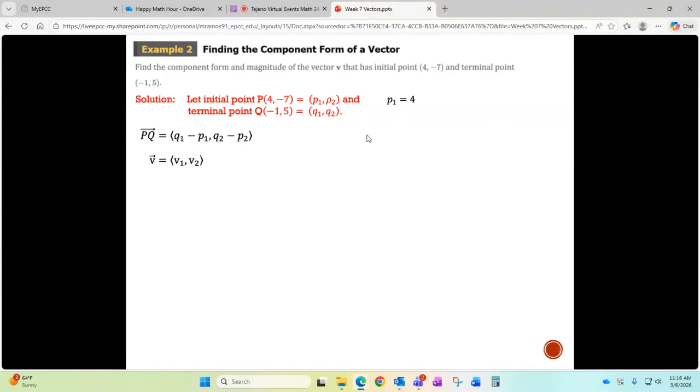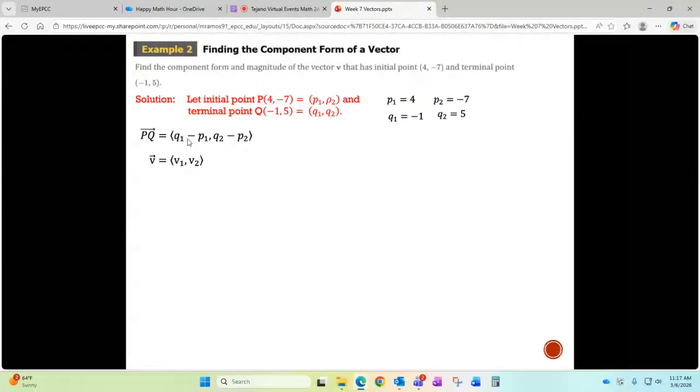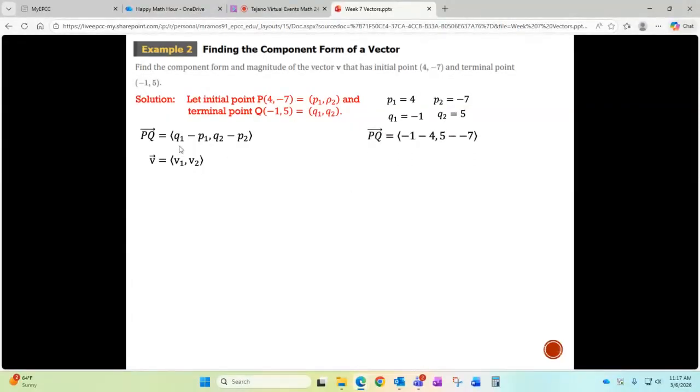Okay, so let's split up our values here. P1 is 4, P2 is -7, Q1 is -1, and Q2 is 5, to see it better and then plug it into the formula. So Q1 minus P1, -1 minus 4, and Q2 minus P2, 5 minus -7, that double negative becomes plus. So -1 minus 4 is -5, and 5 plus 7 is 12. So this is the component form for our vector.